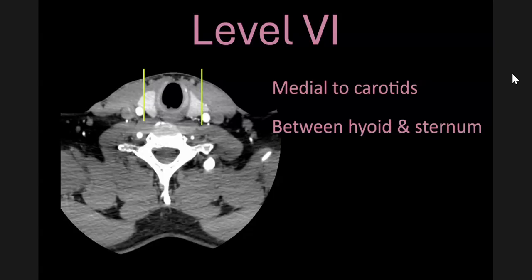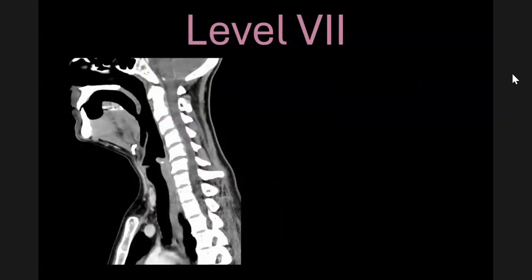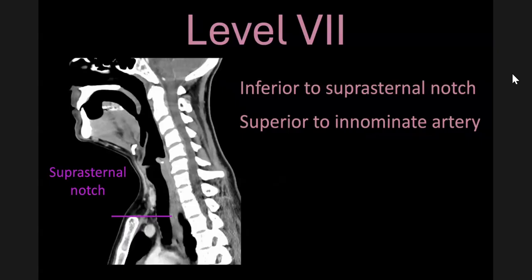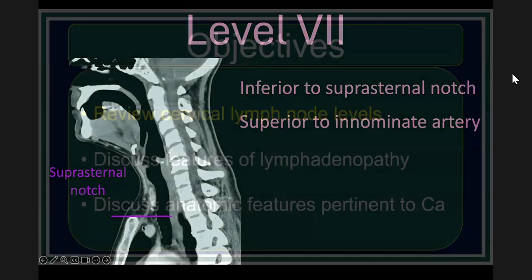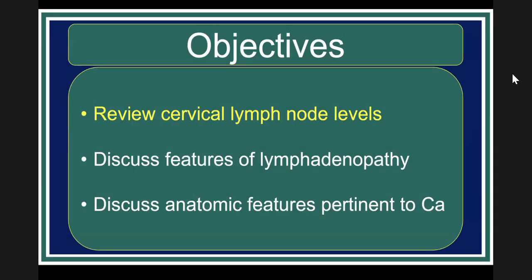So superior-inferiorly, we divided lymph nodes that are between skull base and hyoid into level 2, and lymph nodes between the hyoid and the sternum in between the two carotids are the level 6 lymph nodes. Then level 7 lymph nodes are the lymph nodes that are in between the suprasternal notch and superior to the innominate artery. So any lymph nodes right here in this window are going to be the level 7 lymph nodes. So in this particular section, we completed our first objective, which was to review the different cervical lymph node levels.